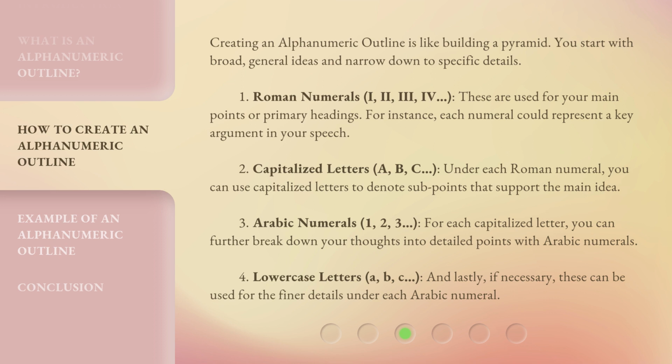2. Capitalized letters A, B, C. Under each Roman numeral, you can use capitalized letters to denote sub-points that support the main idea. 3. Arabic numerals 1, 2, 3. For each capitalized letter, you can further break down your thoughts into detailed points with Arabic numerals.